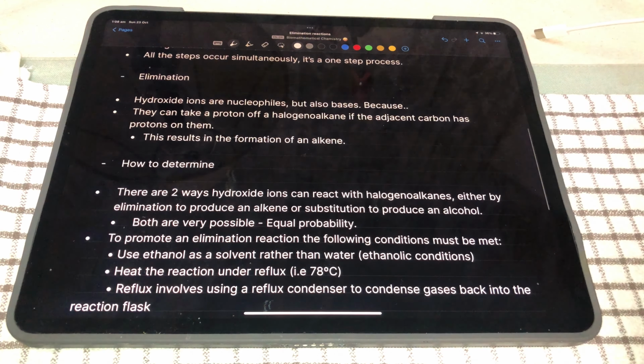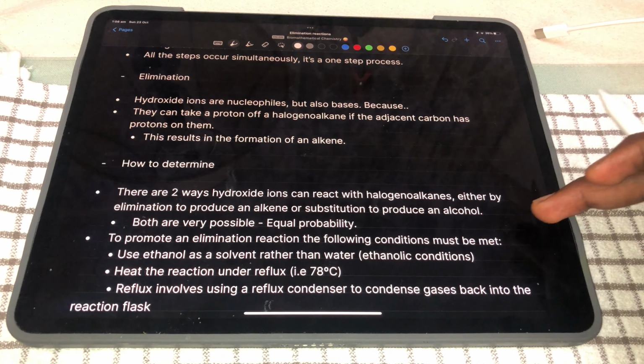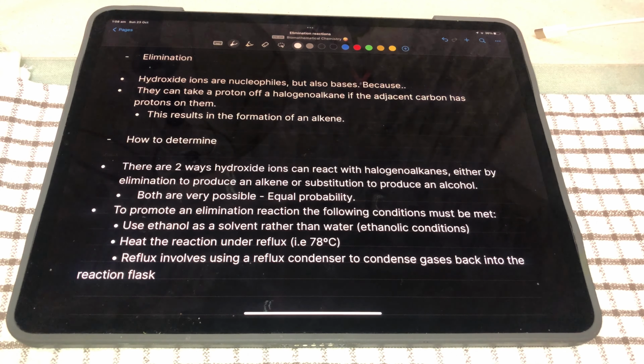One of the ways to determine whether you're having elimination or a nucleophilic substitution is the conditions of the reaction. The conditions of the reaction determine what reaction pathway it would take. There are two ways hydroxide ions can react with halogen alkanes, either by elimination to produce an alkene or substitution to produce an alcohol. Both are very possible, equal probability, but to promote the elimination reaction, the following conditions must be met.